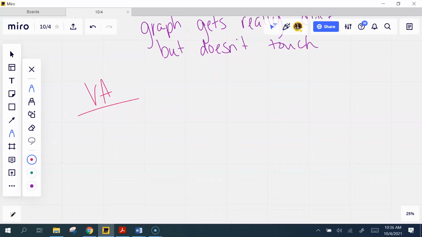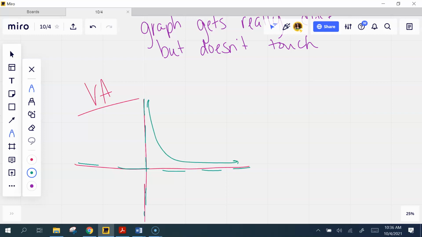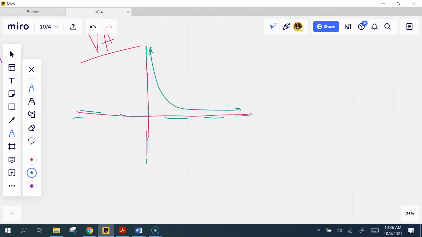So I want you to think about a vertical asymptote on a graph. In fact, we'll just think about this parent function that looks like this. What function is that? Reciprocal function, right? 1 over x. Is that a rational function? Yes, it is. It's in fraction form, it's a rational function.